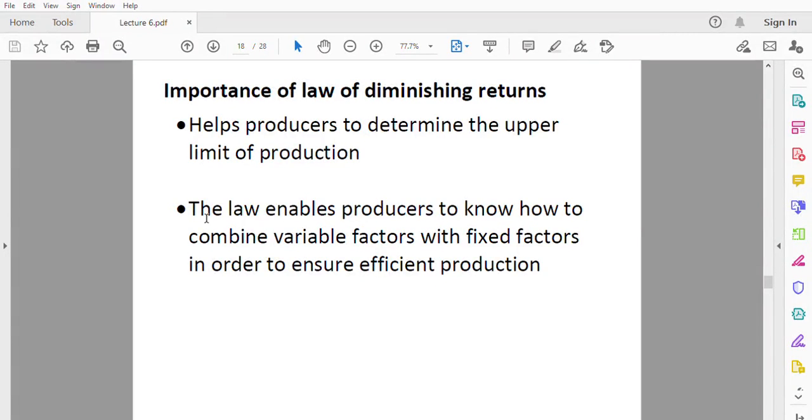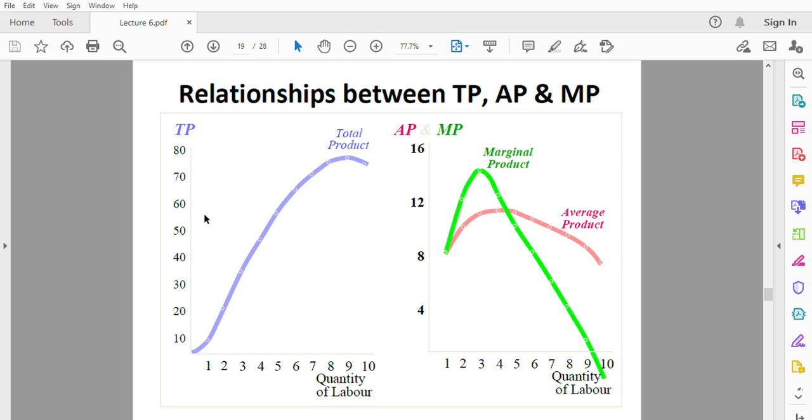Hello friends, welcome back. So we've looked at the importance of the law of diminishing marginal returns. Let's move on to look at the shape of the total product curve, marginal product curve, and average product curve.